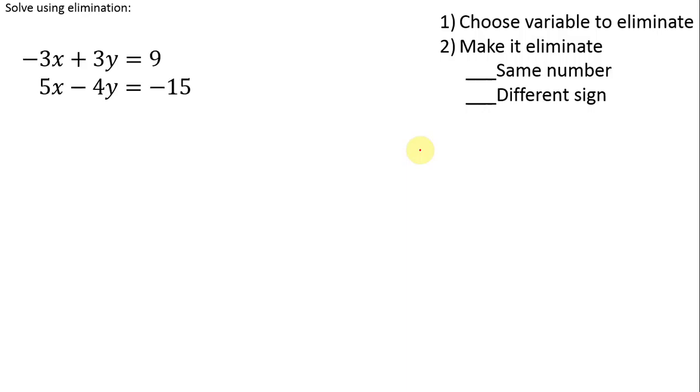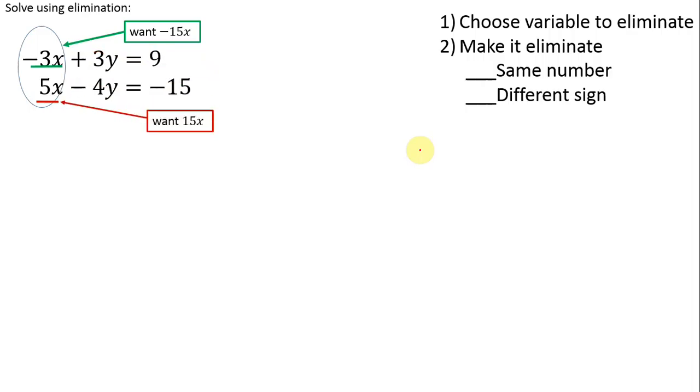Problem 2. Negative 3x plus 3y equals 9. 5x minus 4y equals negative 15. We're going to do the exact same thing we did in the previous problem. I've got a negative 3x, and I want that to be a negative 15x. I want that to be a positive 15x. I know that if I add negative 15x with positive 15x, they would equal 0. I chose the number 15 because 15 is the lowest common multiple between 3 and 5. Here I'm choosing to eliminate the x's, but it would not have made any difference if I chose to eliminate the y's. I could have done that too.